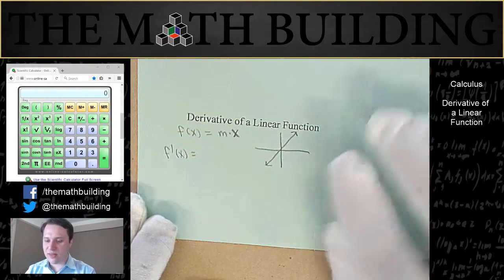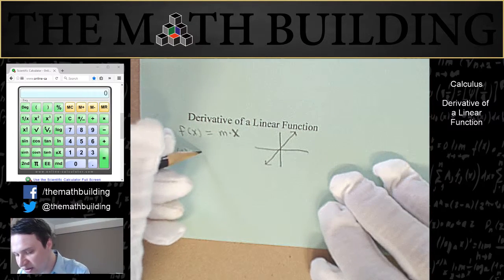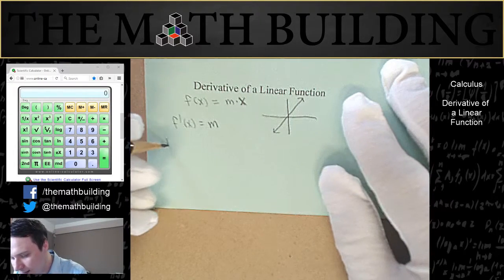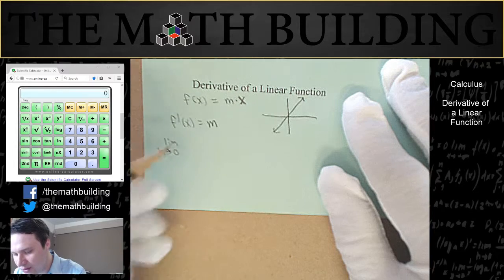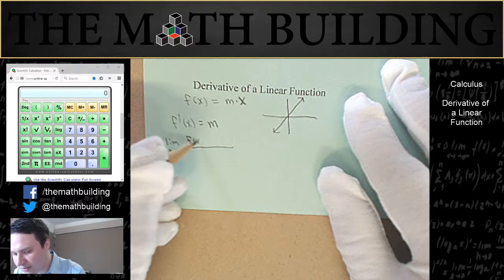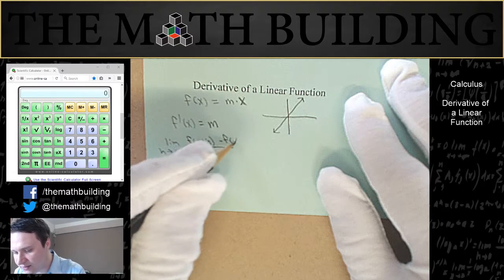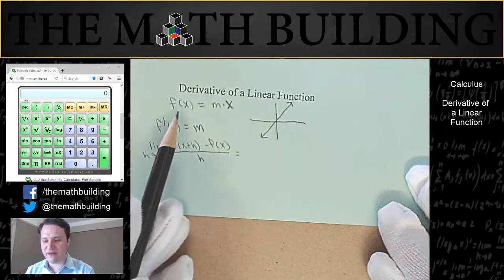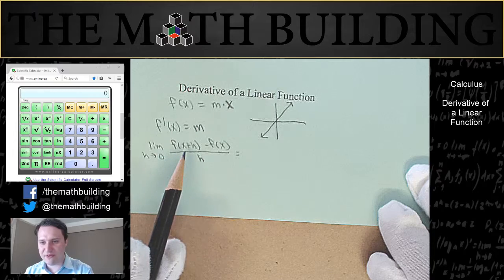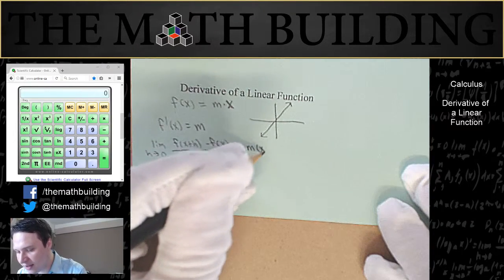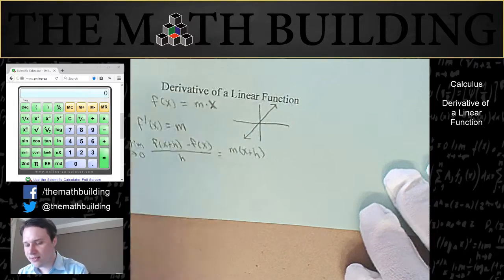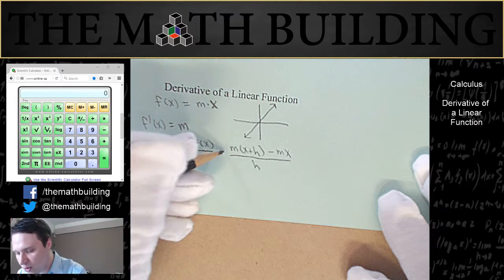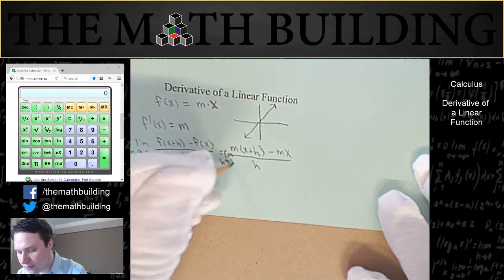Since this line has a slope of m everywhere, the derivative should just equal m, because that's the slope of the line. So let's use the definition to show that. The limit as h goes to 0 of f of x plus h minus f of x, all over h. So let's plug in our functions. f of x is equal to m times x, so f of x plus h would be m times x plus h. Then we subtract f of x, which is just mx, and all of that is divided by h with our limit as h goes to 0.